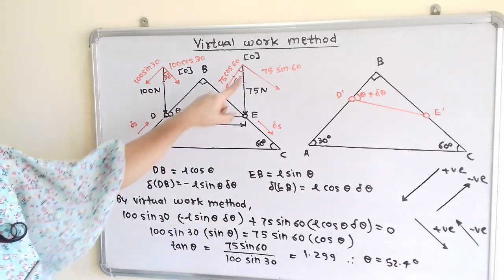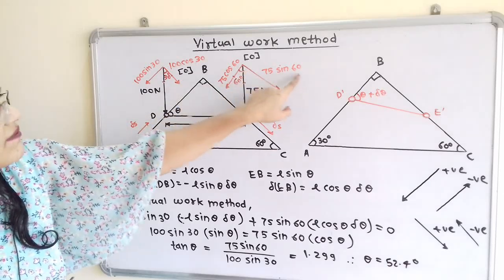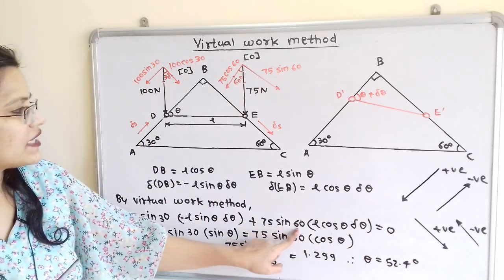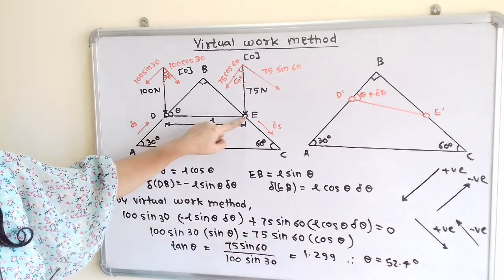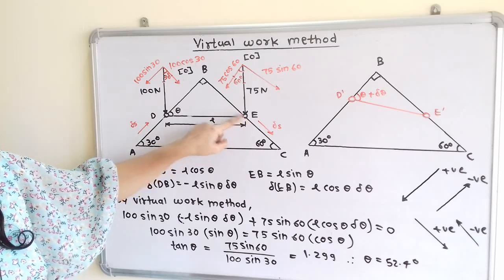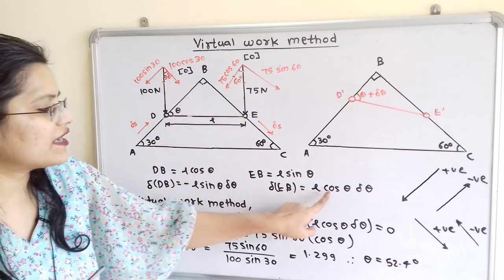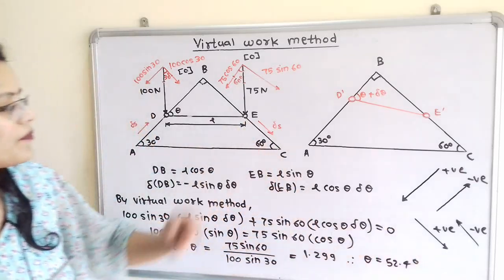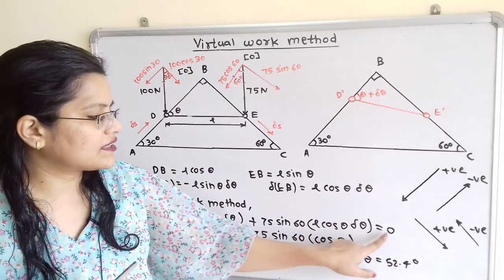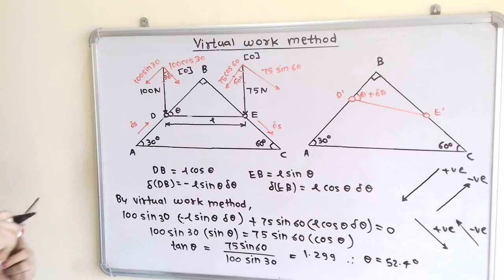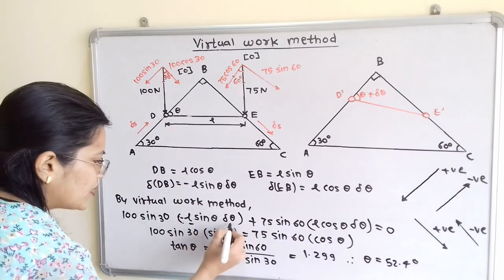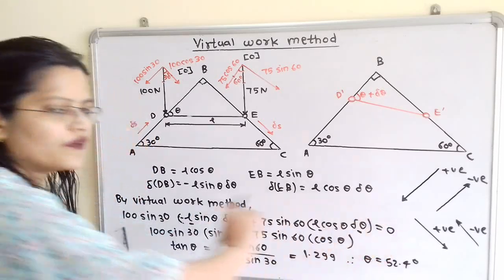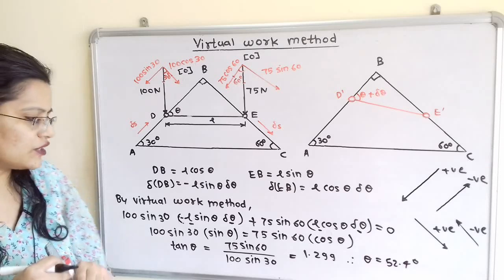Now we will take the next force. So the next force is 75 sin 60. So the direction is downward, so take positive sign. 75 sin 60 multiplied by displacement. So if we observe the displacement for this EB, we have calculated L cos theta delta theta. Now the displacement is in the downward direction, so positive sign. So the whole expression is equal to 0. Now if we observe, the common term is L and delta theta. So we can take this common term and transfer to the right hand side. Then it will become 0.